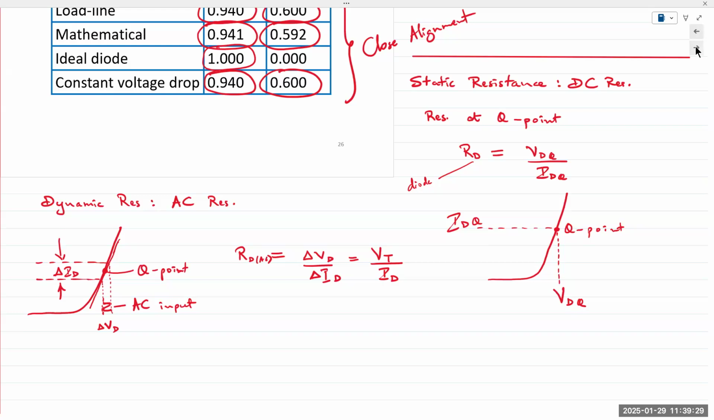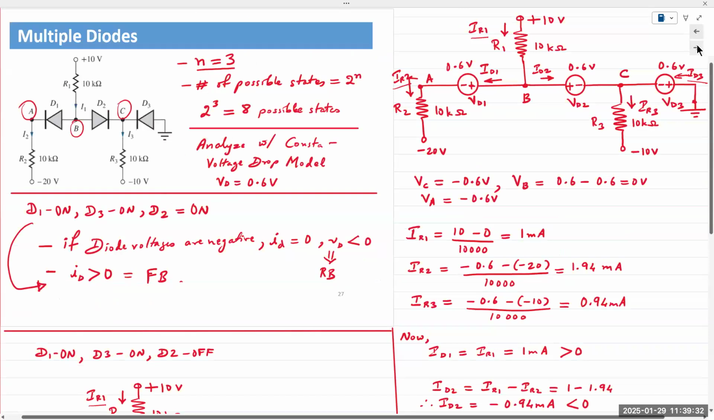Okay, so now let's take a look at an example with 3 diodes. In the interest of saving time, I have my annotations written out.